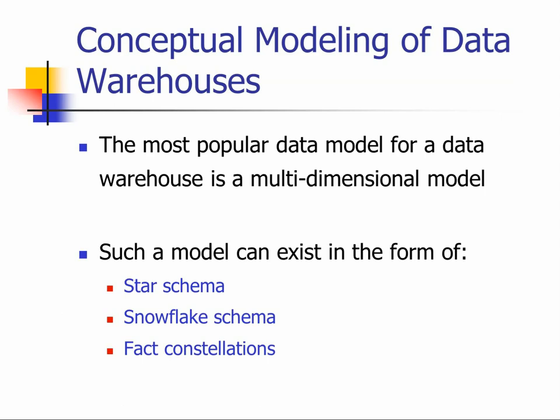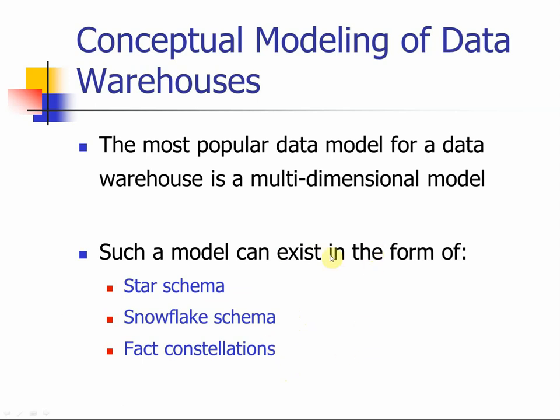So, the conceptual model of the data warehouse. The most popular data model for the data warehouse is the multidimensional model. How do we describe the model? How do we write the code to define a data warehouse? This is what we want to see. We can see some simple code to understand how we construct the data warehouse. The model has three basic formats. The most basic one is called a star schema. The next level is called the snowflake schema, and the final one is called the fact constellation schema.